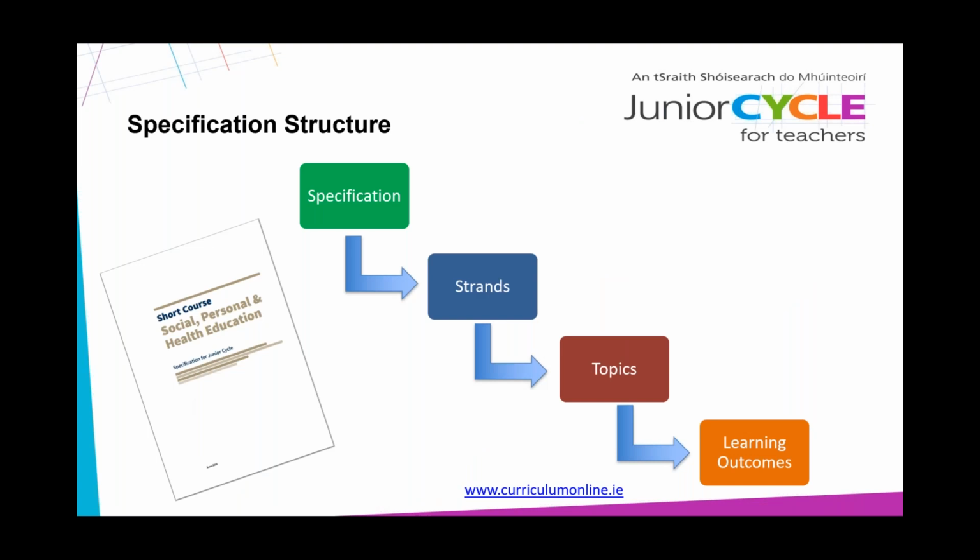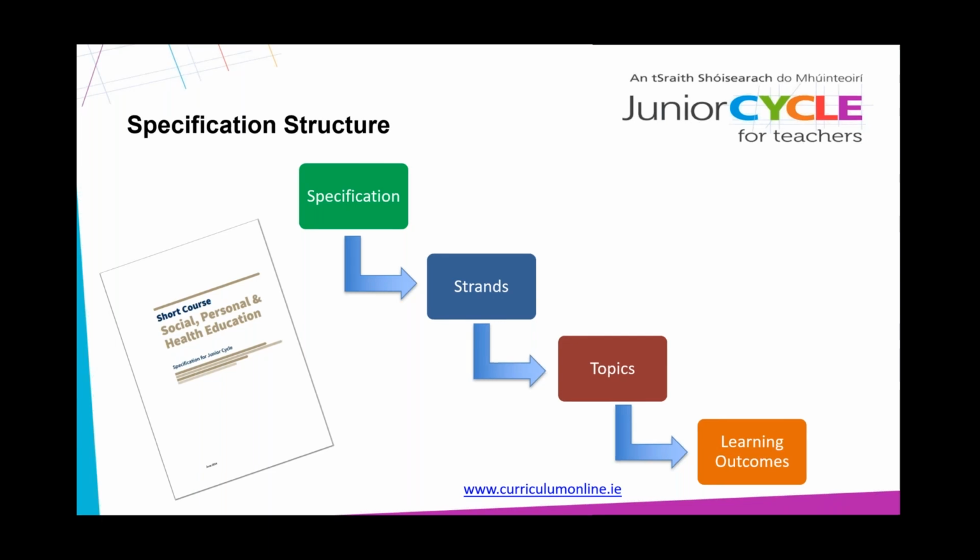And again, just to show, we've a screen grab of the SPHE one there, but all the short course specifications are laid out the same. The specification broken down into a number of strands of learning, typically 3, broken down into a number of topics, and then broken down into the learning outcomes. The learning outcomes are what we'd be using to plan our units of learning in the particular short course.